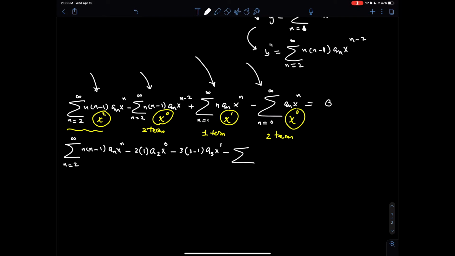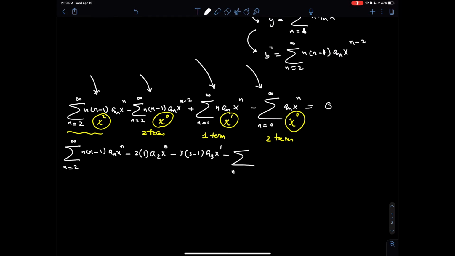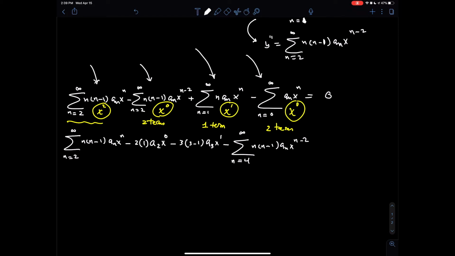Minus, then I'll write the rest of it. So I took out n equal to 2, I took out n equal to 3, now I go to n equal to 4 to infinity, and I write it as is, n minus 2. And then for this one, I'll take out 1 term, so it'll be plus, when n is equal to 1, so I get a1 x to the 1, plus the rest, which n is equal to 2, n a_n x to the n.